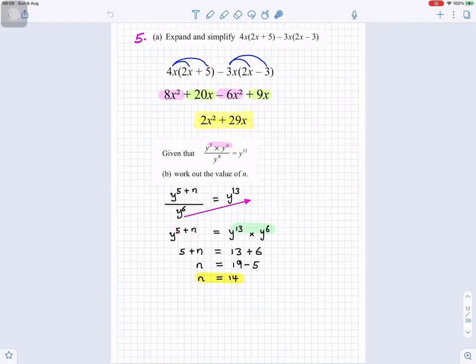And 13 plus 6. So the base is y, y, y. The bases are all the same, so that means the powers will be the same. 5 plus n should equal 13 plus 6. So n would be 13 plus 6, which is 19, minus 5. We take plus 5 to that side and it becomes minus 5. 19 minus 5 is 14. So n is 14.